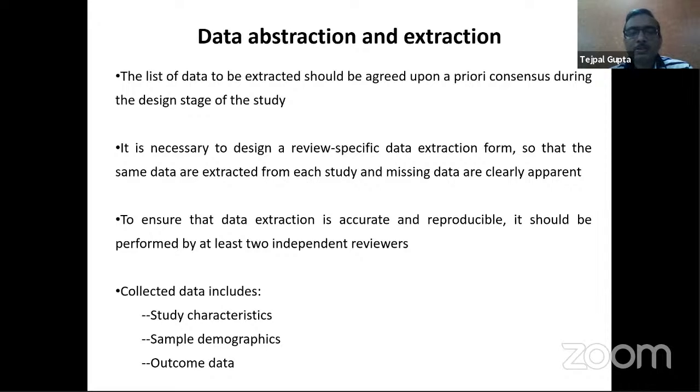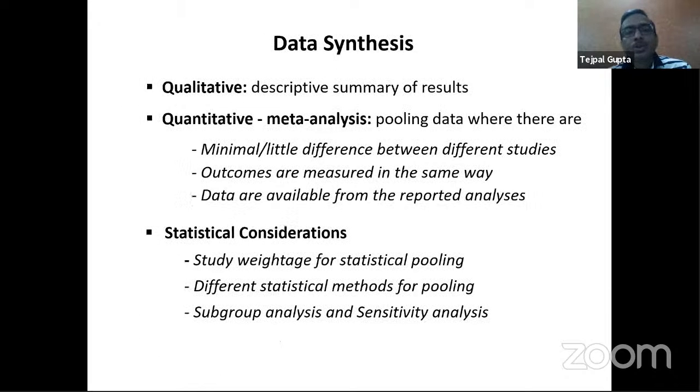It is recommended that data extraction be performed by at least 2 independent reviewers, and any discrepancy should be resolved by consensus by a 3rd reviewer. The collected data would typically include the study characteristics, the sample demographics, and the outcome data. So you could do a qualitative synthesis, which is a descriptive summary of the results, but more important and more often you are interested in doing a quantitative data synthesis, which is the meta-analysis.